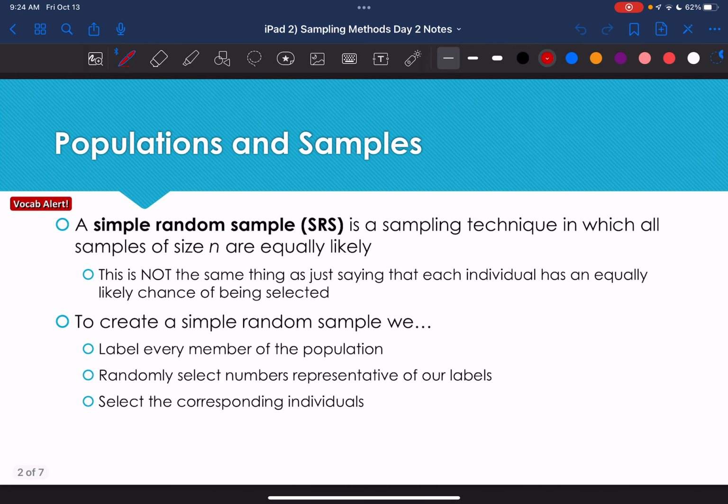So let's get started. First one's a simple random sample. It's a sampling technique in which all samples of size n are equally likely. Then there's this sub-bullet, and the sub-bullet is the part that ends up confusing people. It says this is not the same thing as just saying that each individual has an equally likely chance of being selected. Now that seems like it is, right? It seems like they're the same thing.